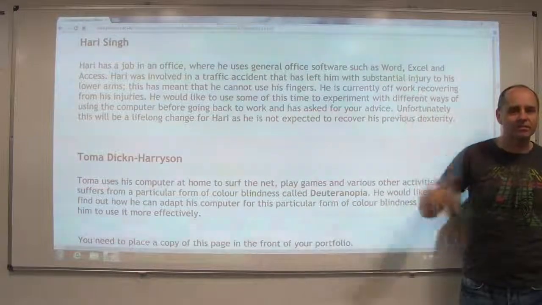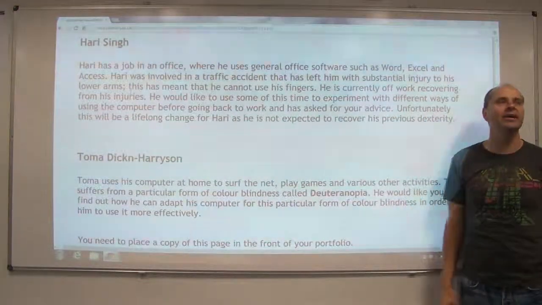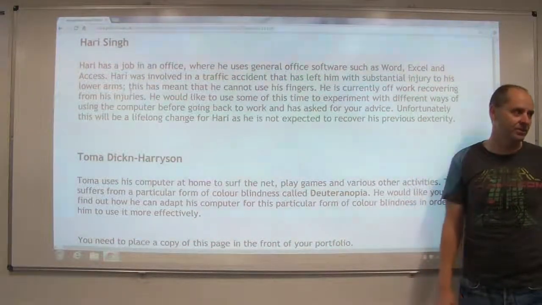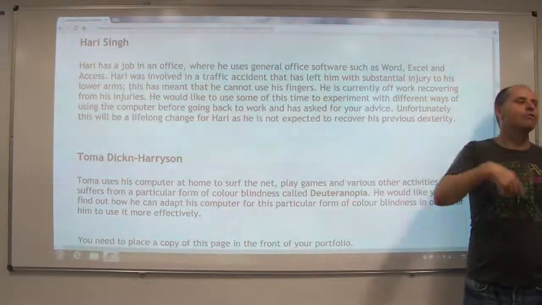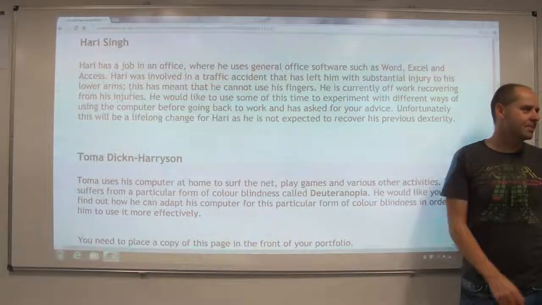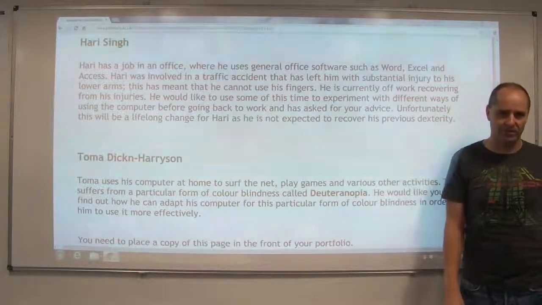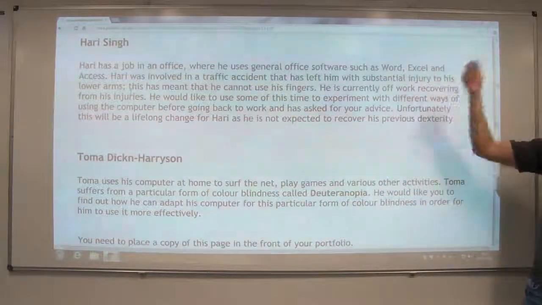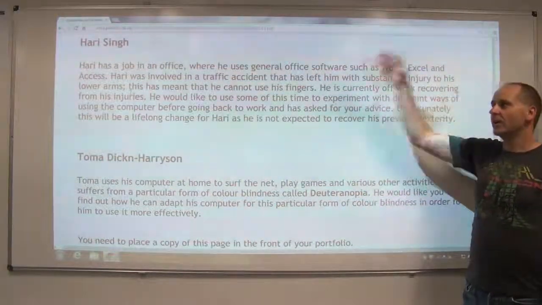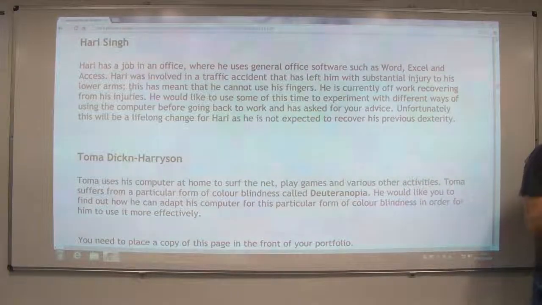So you can use the same format. Don't copy paste and make the same sort of statements. This is one of the things where if you try and rework something you've already written, it doesn't work. Alright, so you've got a structure to follow, but don't follow what you've written already. Okay, so let's talk about Hari first.